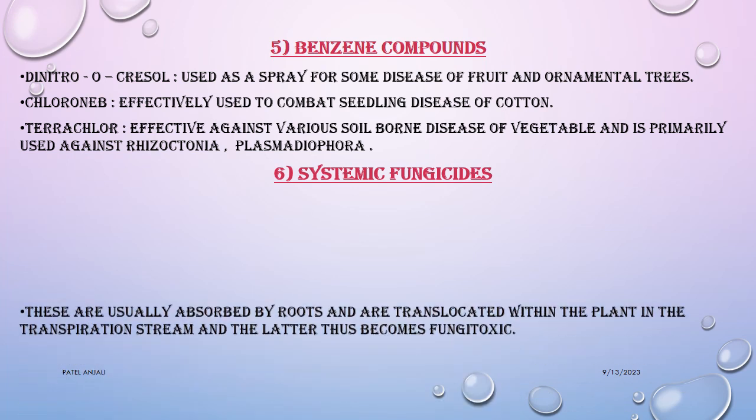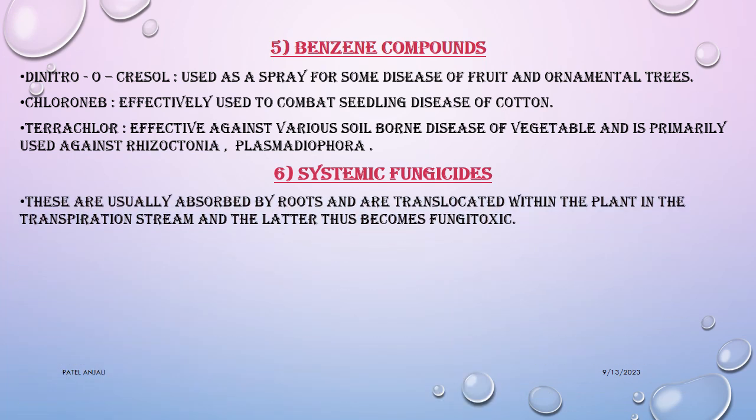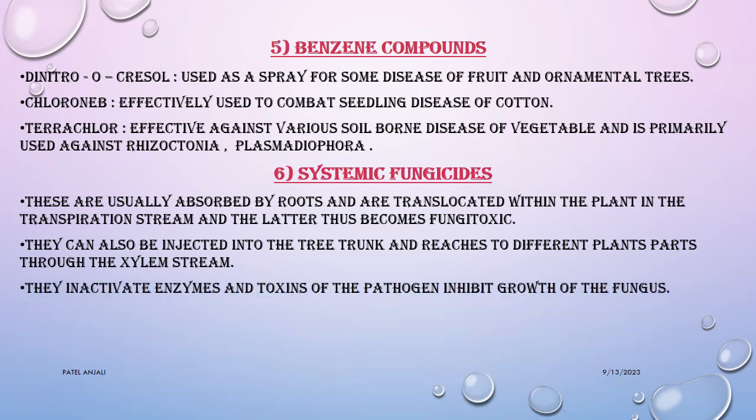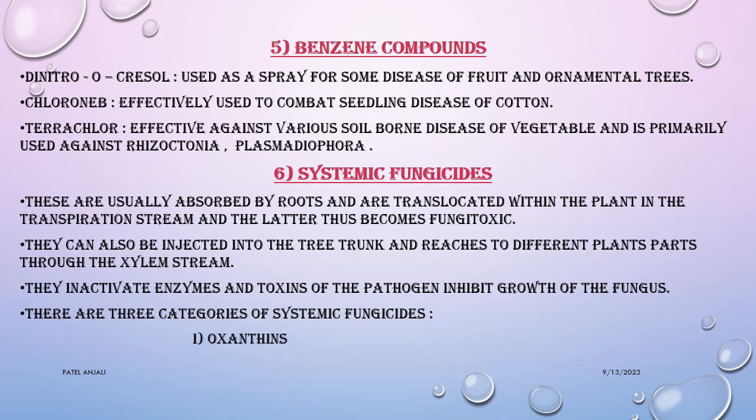Systemic fungicides are usually absorbed by roots and translocated within the plant in the transpiration stream, and the latter thus become fungitoxic. They can also be injected into the tree trunk and reach different plant parts through the xylem stream. The inactive enzymes and toxins of the pathogen inhibit growth of the fungus. There are three categories of systemic fungicides: oxathiins, benzimidazoles, and pyrimidines.